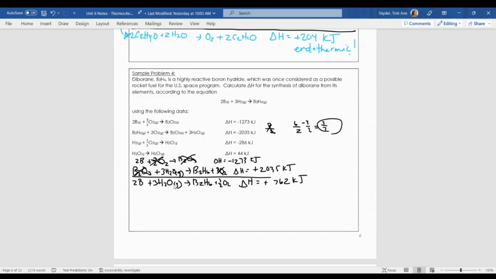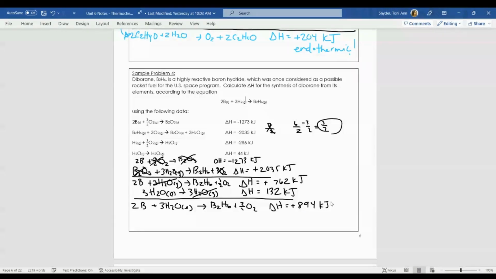Now let's get rid of this water vapor. Looks like water vapor is a reactant here, and it's a product here. The only thing is I have to multiply this equation by 3. So I'll do 3 H2O liquid forms 3 H2O gas. And if I multiplied my coefficients by 3, that means I have to multiply my delta H by 3, and I get 132 kilojoules. This cancels out my 3 gaseous water molecules, and I have 2B plus 3 H2O liquid gives me B2H6 and 3/2 O2. When I add those two together, my delta H would be positive 894 kilojoules.